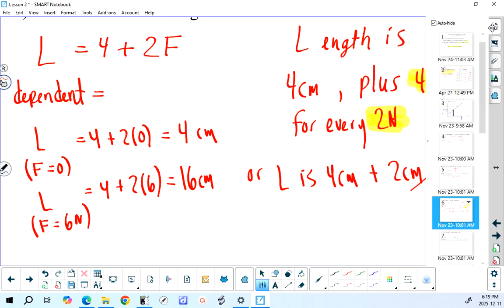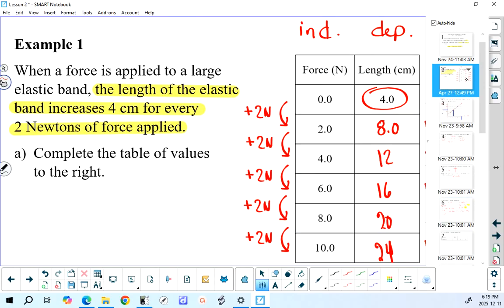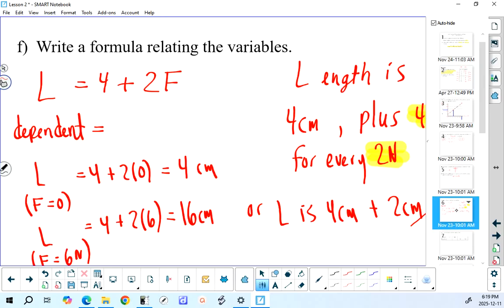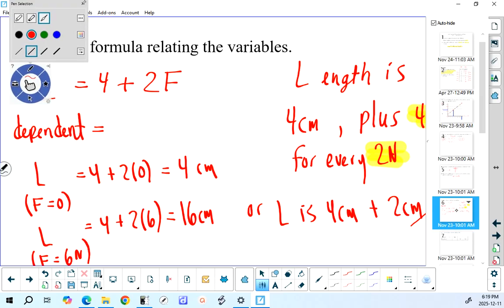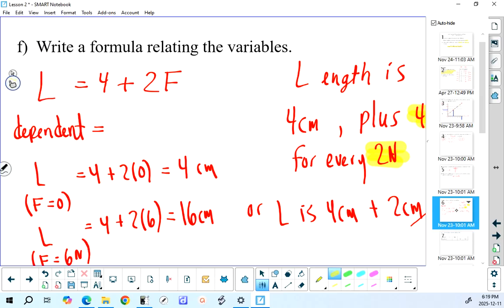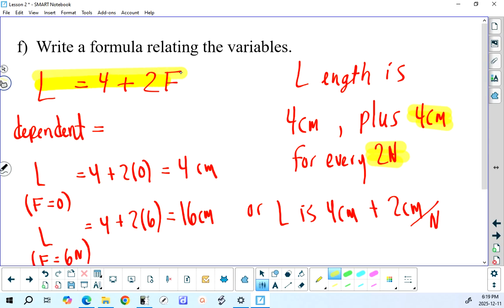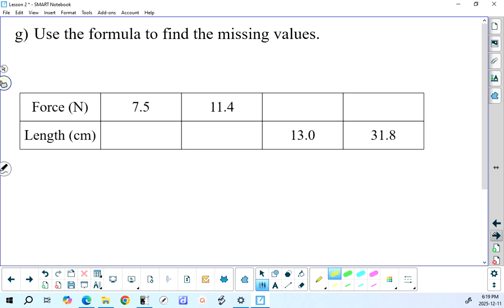Let's see if that's right. When it's 6 newtons, the length is 16 centimeters. The formula works, okay? And again, everybody, this is the answer to this question. I don't want you to get hung up on getting the formula yourself. That is not the purpose of this lesson. So there's the formula. Use the formula to find the missing values.